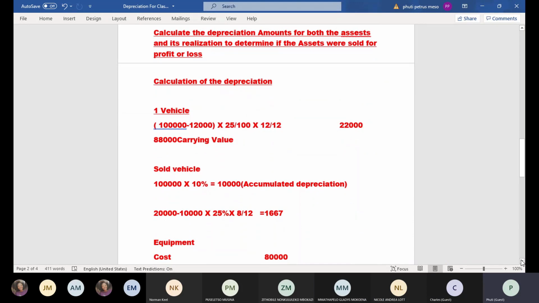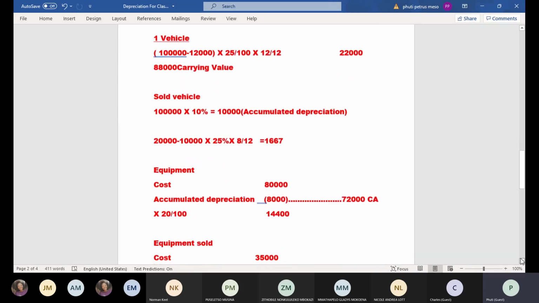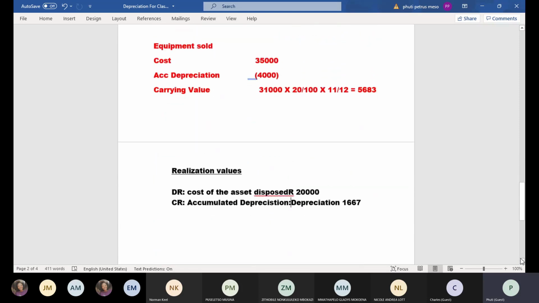So it's going to be 10,000 Rand as our accumulated depreciation. It will come to the credit side as well, okay? So meaning that you're going to have your accumulated depreciation as 10,000 Rand, which is going to amount to your 10,000 Rand.